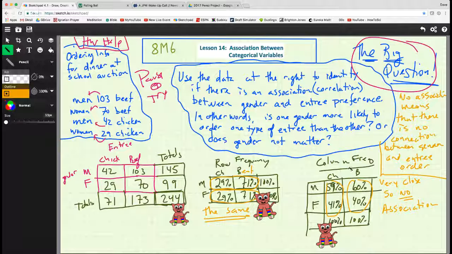If you want to look at it as a column of people who ordered, the males, 59% of the males ordered chicken. Of the people who ordered chicken, 59% were male. Of the people that ordered beef, 60% were male. Of the people who ordered chicken, 41% were female. And of the people who ordered beef, 40% were female. So there's no association between your likelihood to order one entree and your gender. So that's it.